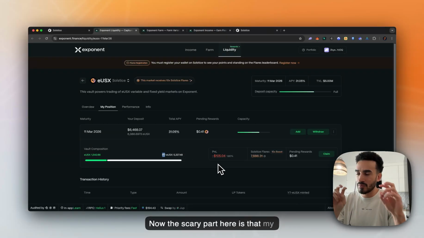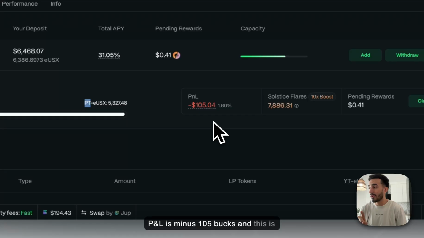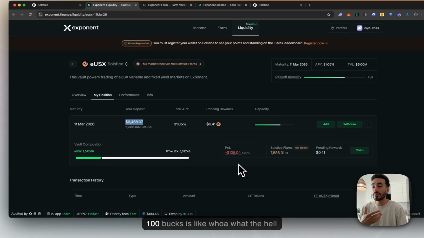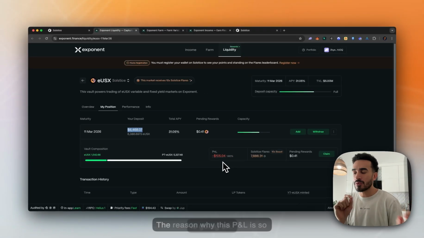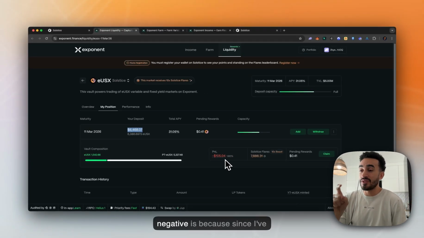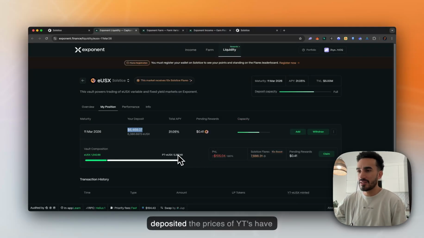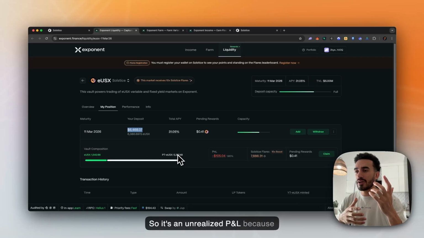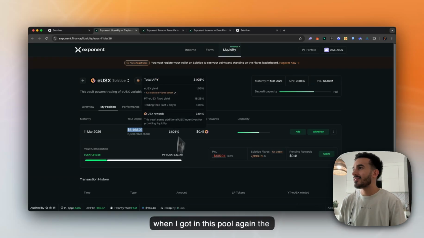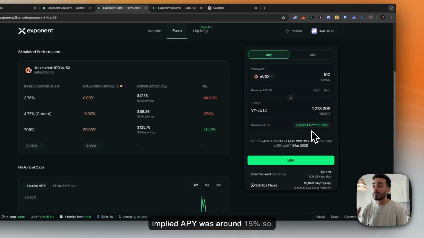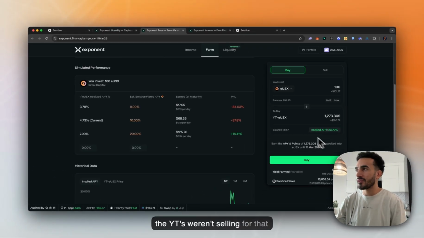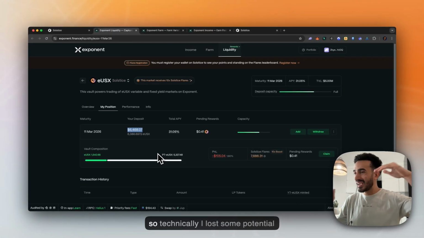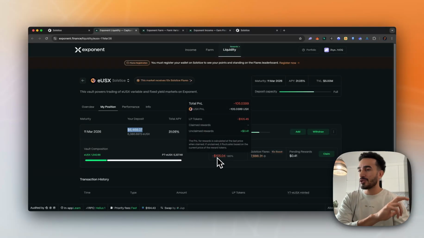Now the scary part here is that my PNL is minus 105 bucks. And this is just since last night, like 12 hours ago. So it looks a little scary because for 6K, losing 100 bucks is like, whoa, what the hell is going on? But the reason why this PNL is so negative is because since I've deposited, the prices of YTs have gone up. So it's an unrealized PNL because when I got in this pool, the implied APY was around 15%. So the YTs weren't selling for that much, the ones that I sold, getting into this position. Now the YTs are worth even more, so technically I lost some potential money.